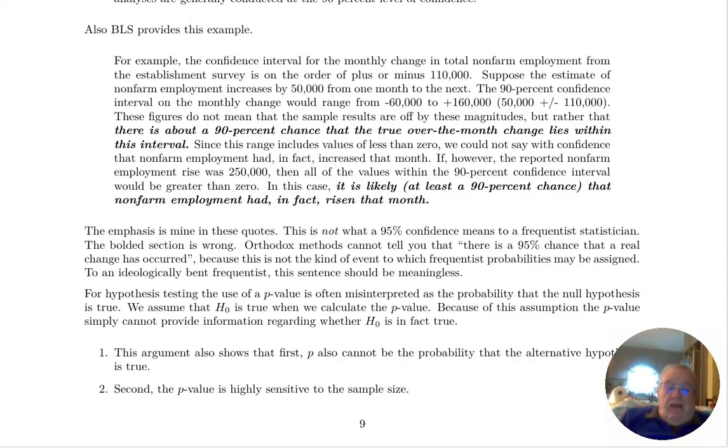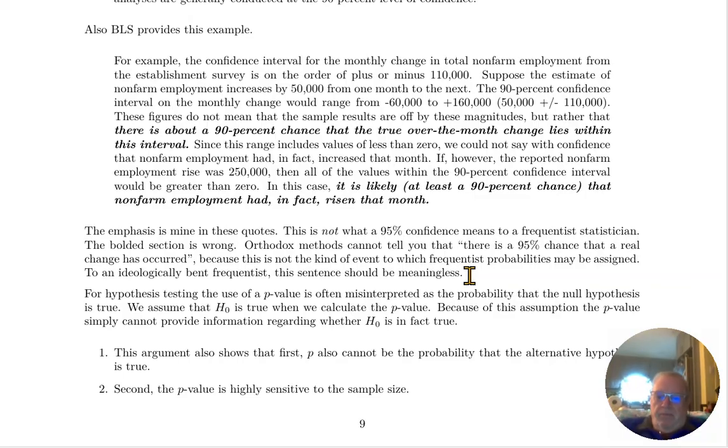The only thing that they can say is what's right here. They cannot tell you there's a 95% chance that a real change has occurred, because that's not the kind of event to which frequentist probabilities may be assigned. For ideologically bent frequentists, this is meaningless. They're talking as Bayesians when they actually did a frequentist discussion of the range of that data.